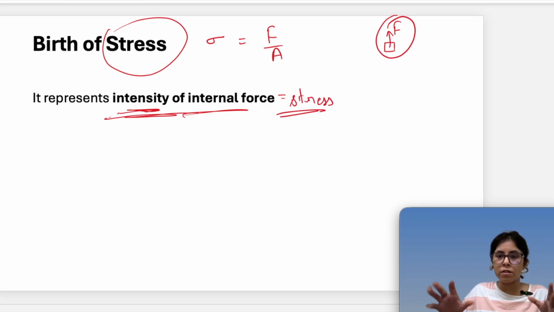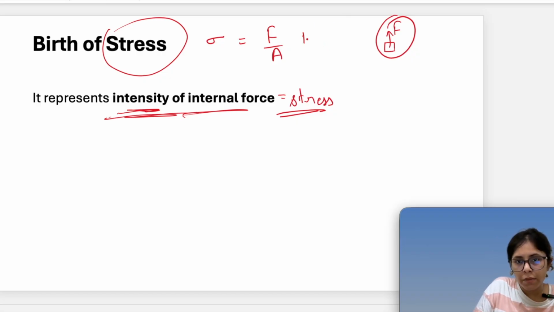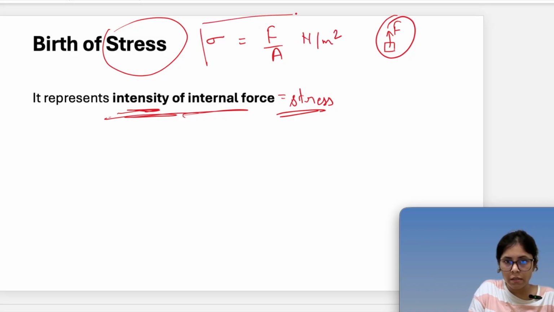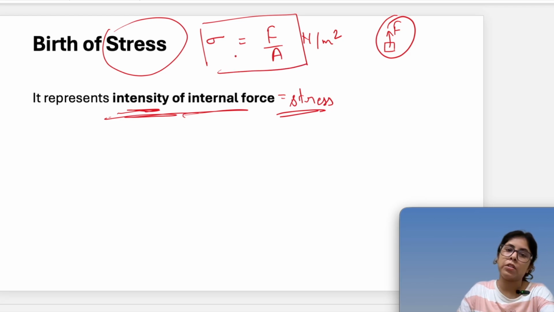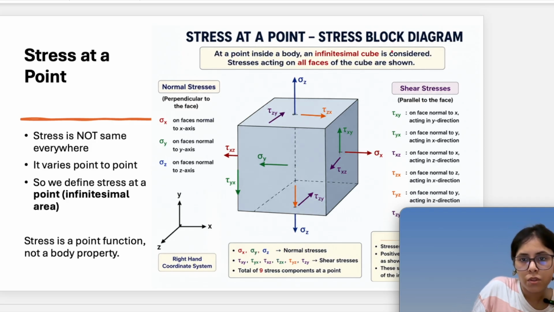So, stress is not a quantity that is already available. We created a new quantity that can properly define the effect of force happening on different bodies. So we generated a new term known as stress, and stress is force per unit area, which means Newton per meter square, right? So this is what stress is and how stress came into the picture. Now we have stress at a point. So these are different stress diagrams.